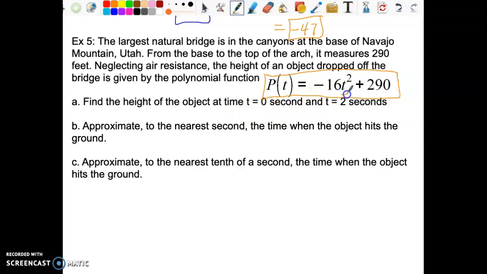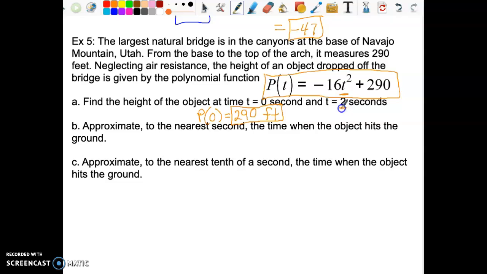Well, if you plug in 0 for this t, 0 squared is still 0. 0 times anything is 0 plus 290. So p of 0 will give me 290. You don't have to give me units, but if you reread the problem, the height is given in feet.